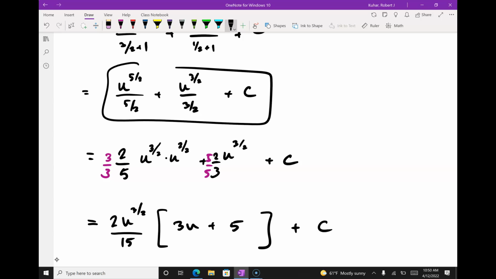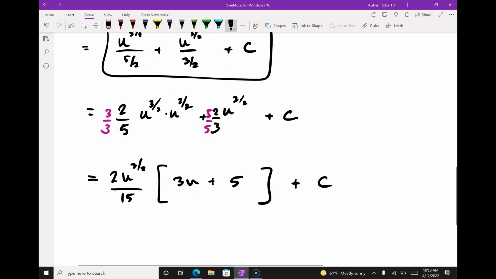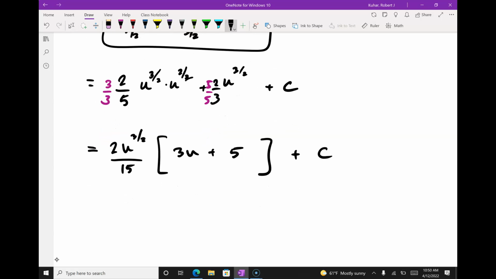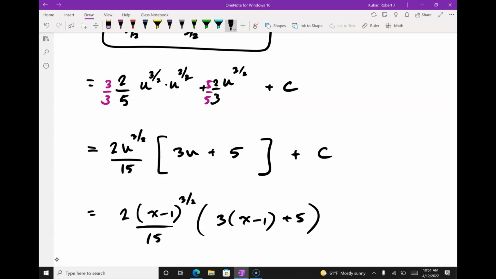This one, right? No, the one below it. Oh, one below it? Yeah. The power of the second one. Yeah, 3/2 and 2/2, right? Right, because 3/2 plus 2/2 is 5/2, yeah? I forget what u is. x minus 1? Yeah. Yep. So I have 2 times x minus 1 to the 3/2 over 15 times 3 times x minus 1 plus 5, all plus c.